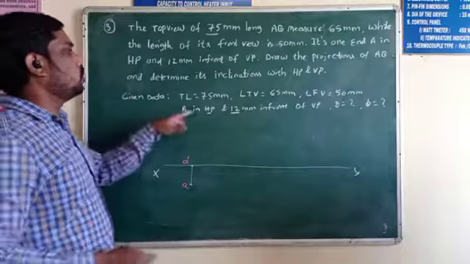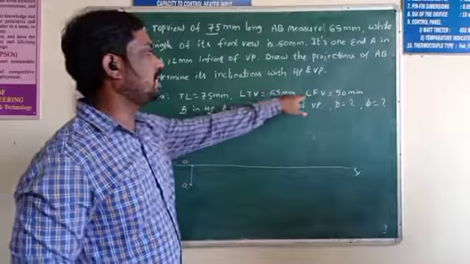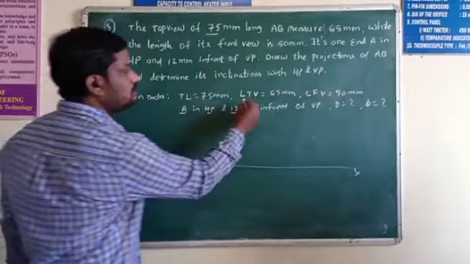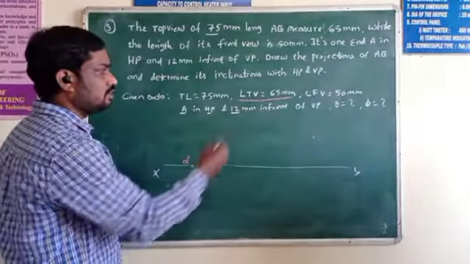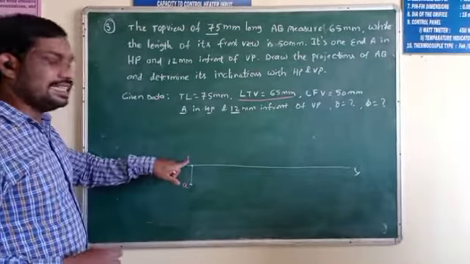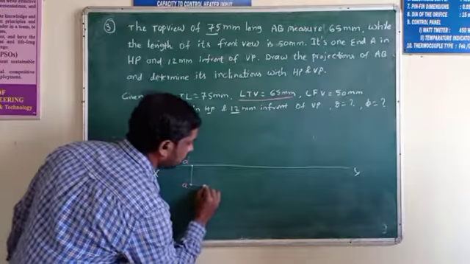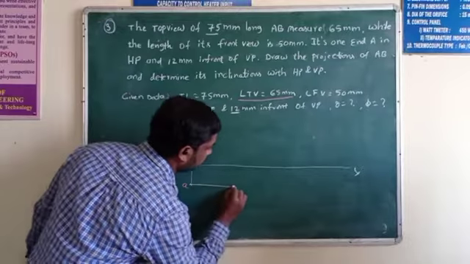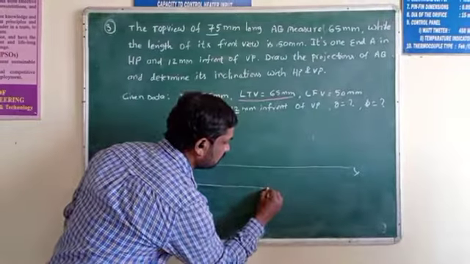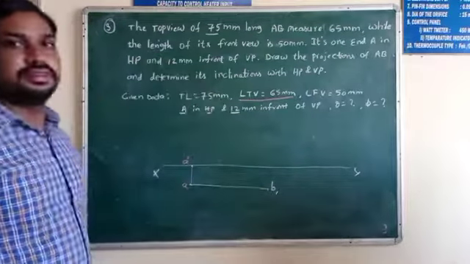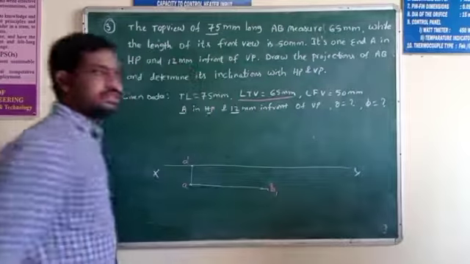Next go to the length of the top view and the length of the front view. For the top view, what is the length given? 65 mm. A dash is the front view, and A is the top view. So draw a straight line parallel to the XY line, 65 mm long. The ending point is B1.